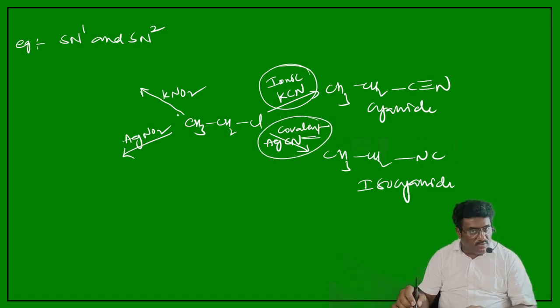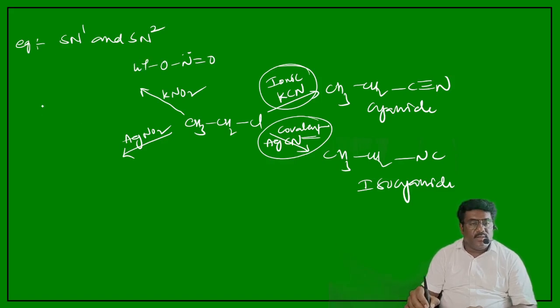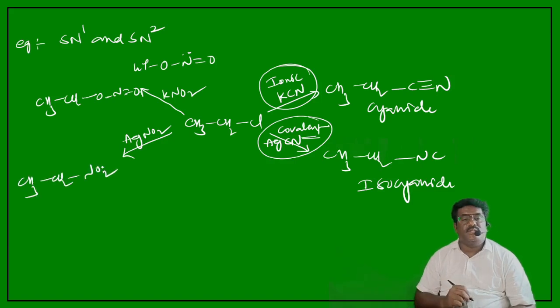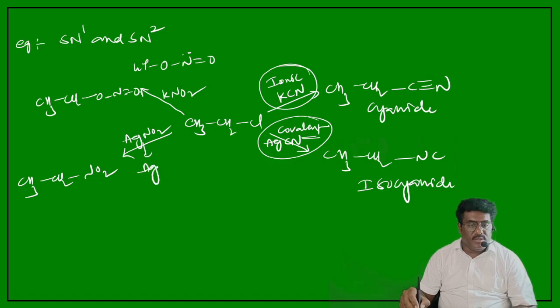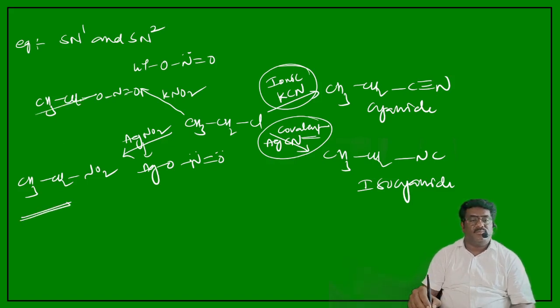Next, look at KNO2. In presence of KNO2, it gives what? The nitrite ion, O=N-O with K plus, gives CH3CH2O-N=O. This is the product. AgNO2 simply gives CH3CH2NO2. This is a product. These are the products.